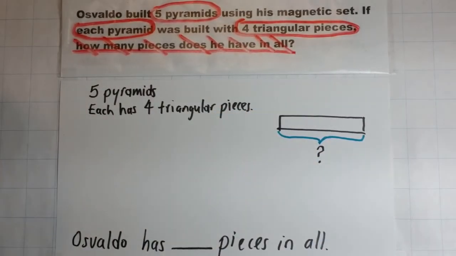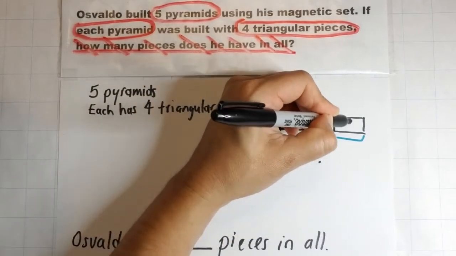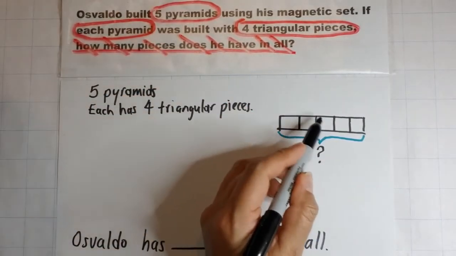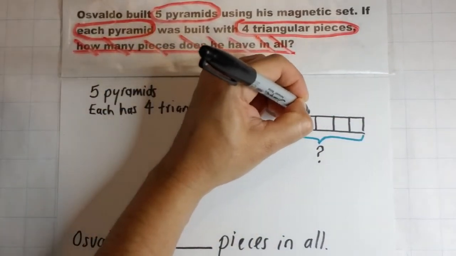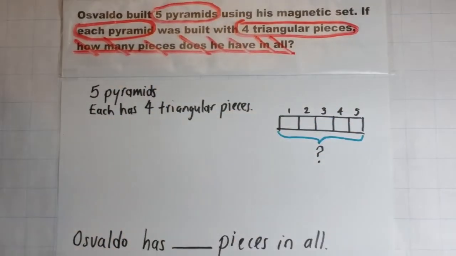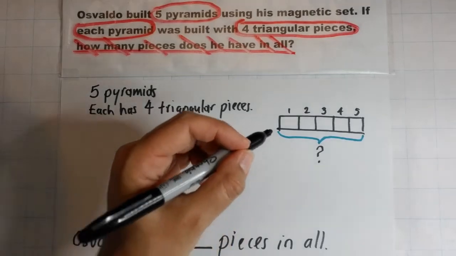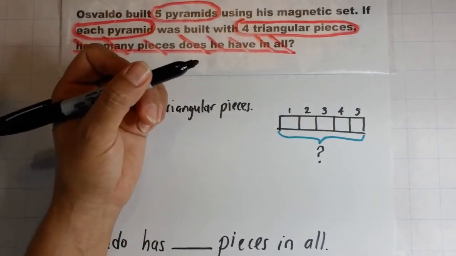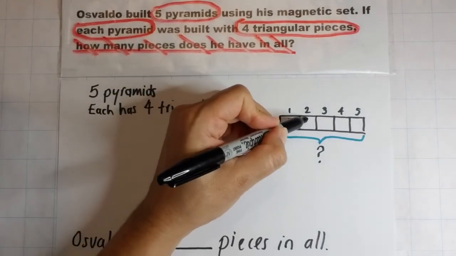That's my question. But I know he has 5 pyramids. So I'm going to cut this into 5 pieces. Each piece is going to represent 1 pyramid. So pyramid 1, pyramid 2, pyramid 3, pyramid 4, and pyramid 5. But I know that each one has 4 pieces inside. So I'm going to do one of the strategies we studied before, which is going to be keep counting. This one has 4, and this one has another 4.